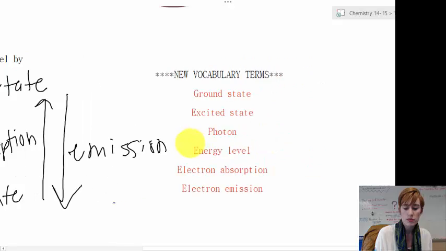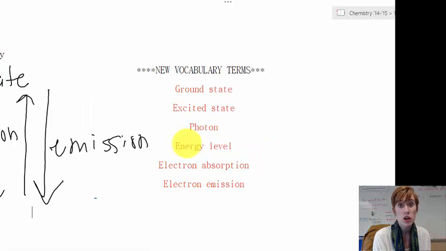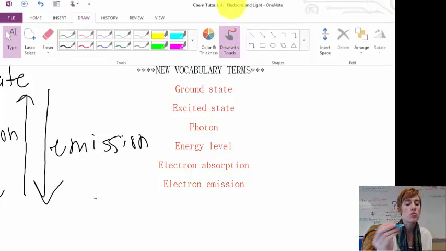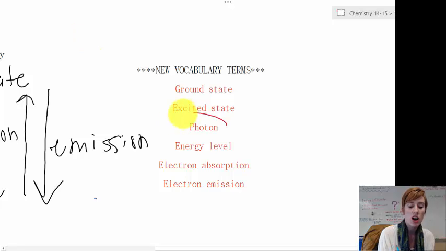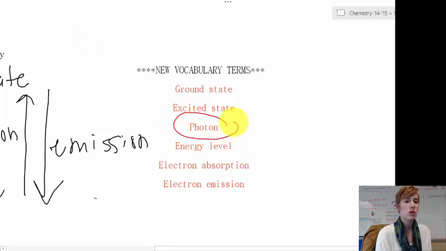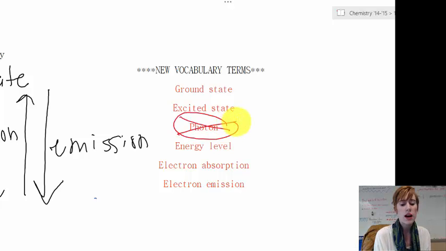Okay, so let's go ahead and look over here. These are the new vocabulary terms that I just went over, and I want you to be able to define these. So at this time you can pause the video and write out the definitions to these words, all of them except for the word photon. Photon is something that we're going to talk about in our next video, so don't define that. But go ahead and define the other 5 terms now on your page so that you can refer to them later.